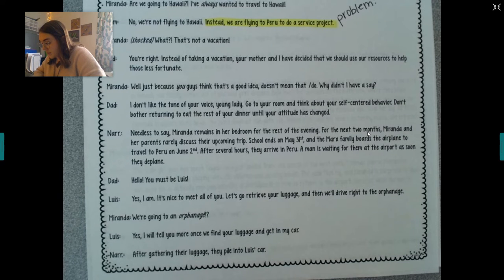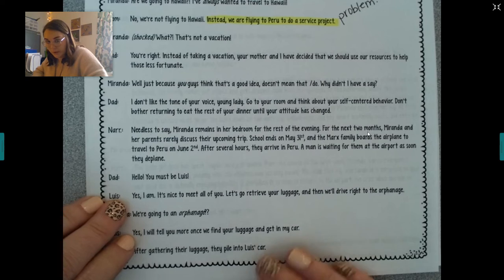For the next 2 months, Miranda and her parents rarely discuss their upcoming trip. School ends on May 31st, and the Marks family boards the airplane to travel to Peru on June 2nd. After several hours, they arrive in Peru. A man is waiting for them in the airport as soon as they deplane.